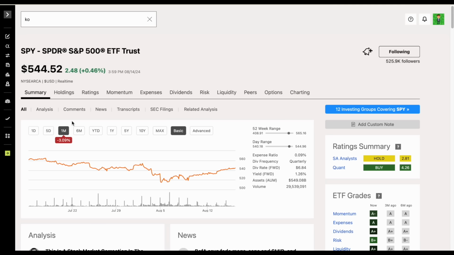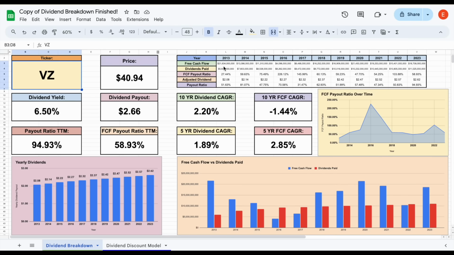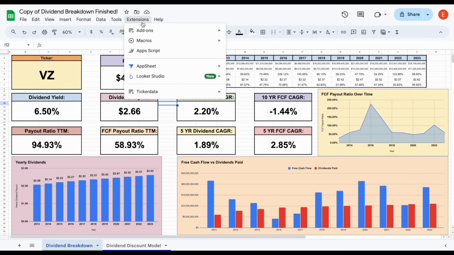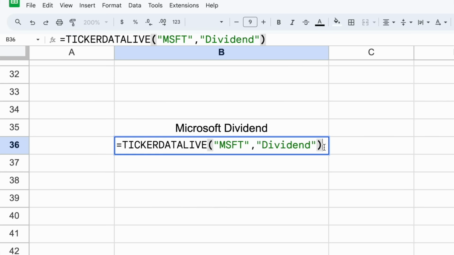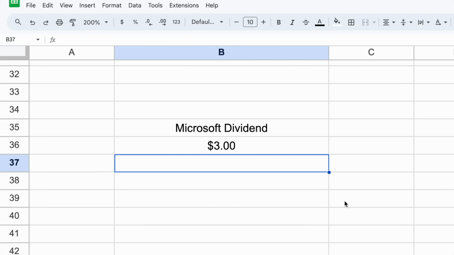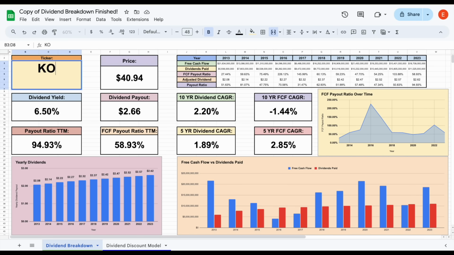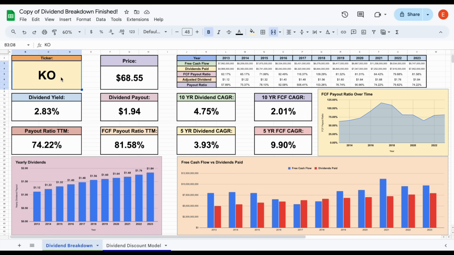So to understand this, first off, let's go ahead and jump over to my dividend breakdown sheet. Again, you can download any of my spreadsheets over on tickerdata.com and also get access to the ticker data add-on that allows you to automatically import stock financials straight into your spreadsheet. But if we come up here and plug in KO and hit enter, all this data will automatically load in.